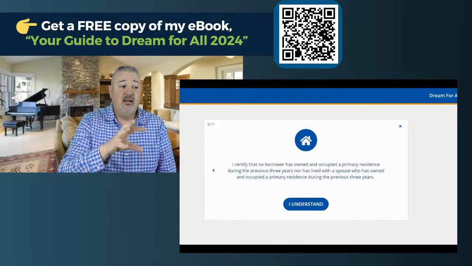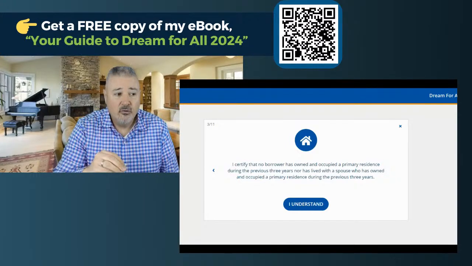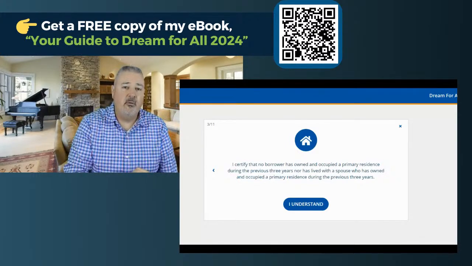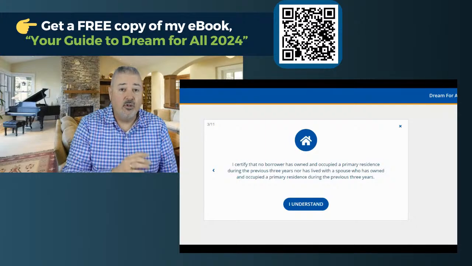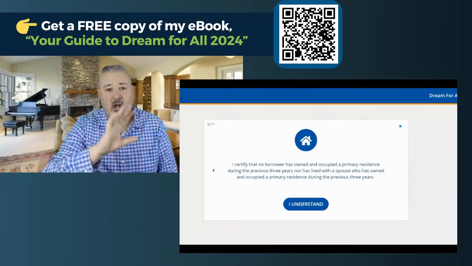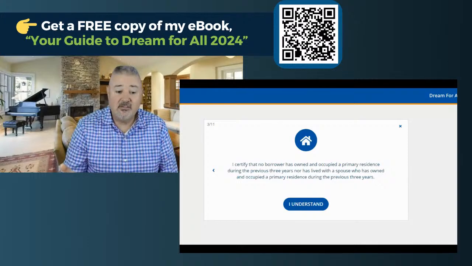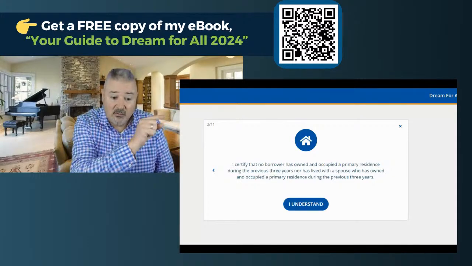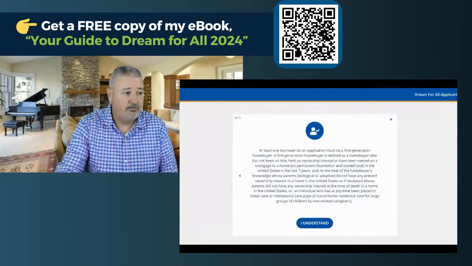Nor has any of them lived with a spouse who owned and occupied their primary residence in the last 3 years. So you cannot have lived in a home that you owned, and you cannot have lived in a house your spouse owned. We've talked about this until I'm blue in the face, but I want to make it clear, this is your certification that that is true.